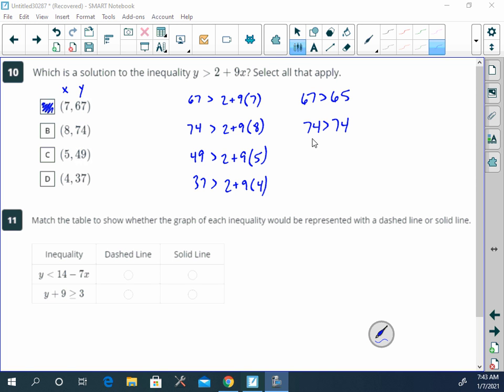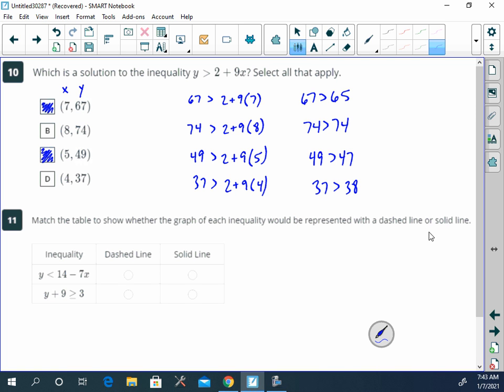And then going on to C here, we've got 2 plus 9 times 5. So 47. So is 49 greater than 47? And that one is true. And then 2 plus 9 times 4. So 37 is greater than 38 is what this says. That's not true. So A and C would be your correct choices.